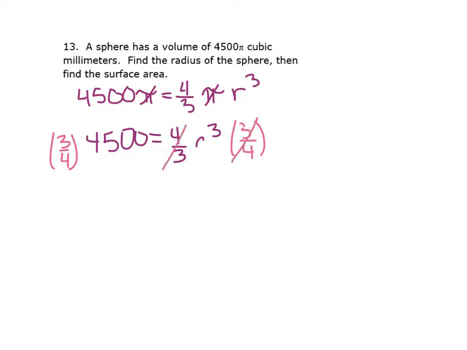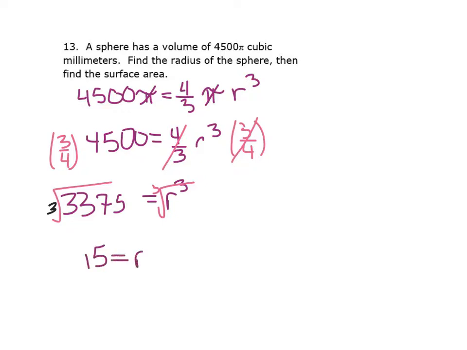So these on the right are going to cancel out, leaving me just with the r cubed. And then 4,500 multiplied by 3/4 is 3,375. From here, you're going to want to take the cube root. So you type that into your calculator, and we're going to get 15 is equal to r. So we have a radius of 15 millimeters.